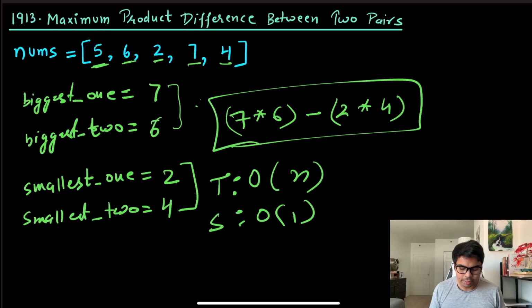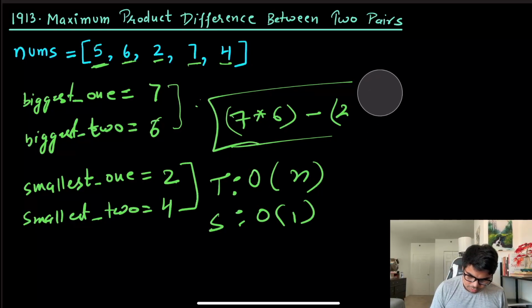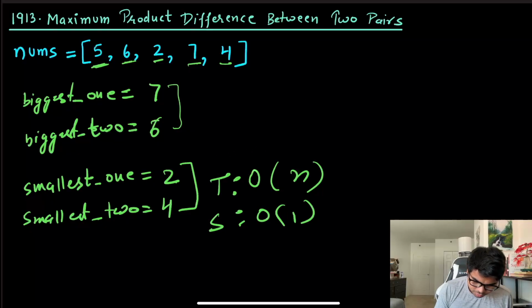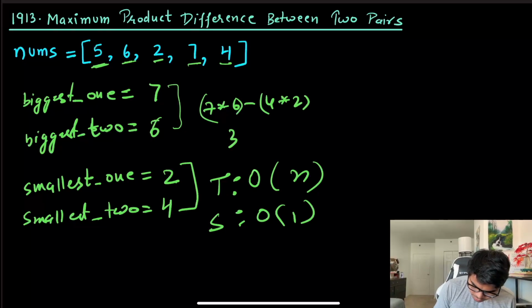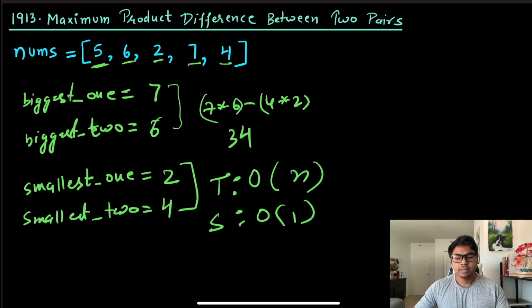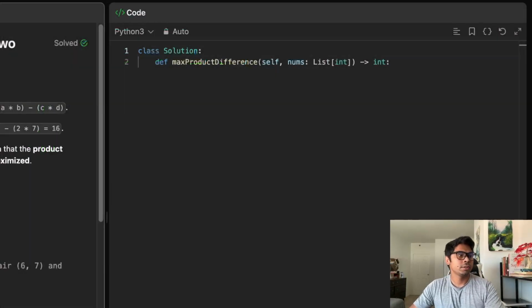So this is great, right? This is great. All right, so I'm just gonna write it really nicely. 7 into 6 minus 4 into 2, which gives us 34. That is our answer. All right, so let's write our solution.